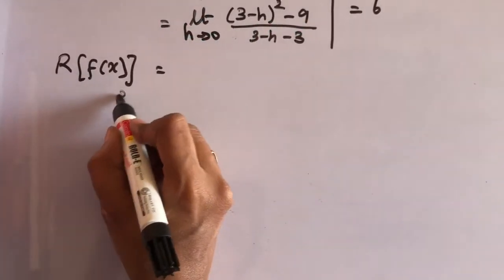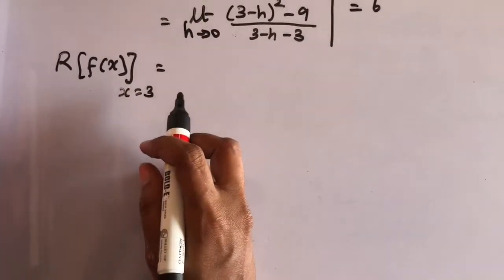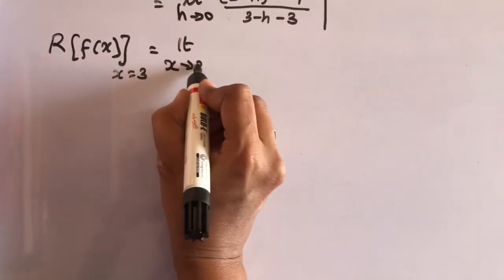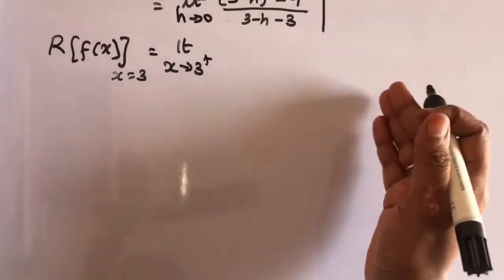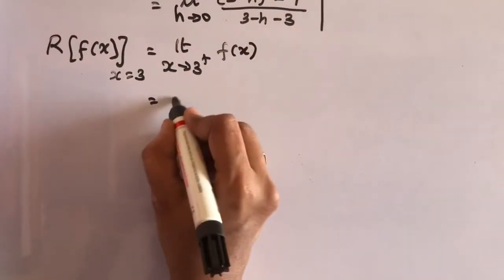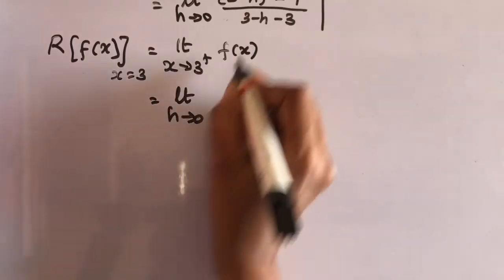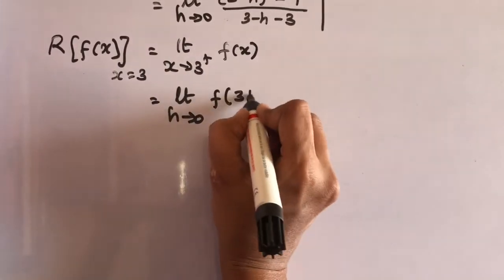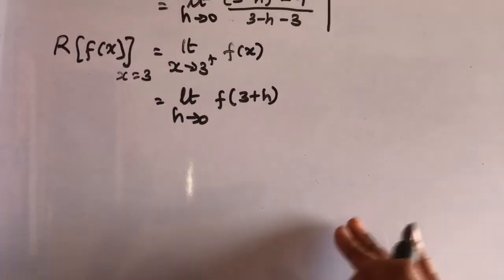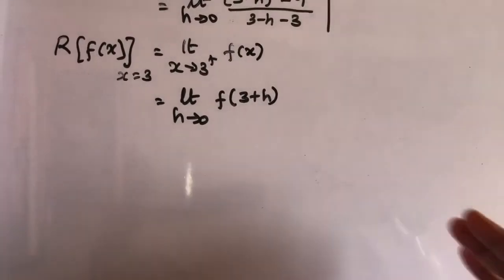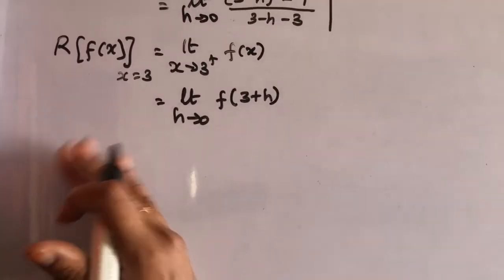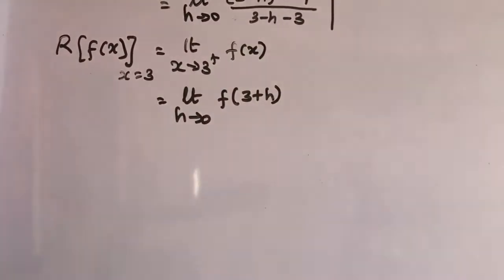R of f of x at x is equal to 3. Now, we have to find the right hand side limit. Okay. So, limit x tends to 3 plus, for the right hand side limit it is 3 plus. So, f of x, that is limit h tends to 0 f of 3 plus h, not minus h, it is 3 plus h, number line. When we are checking the number line, while going towards right the values will be increased, while going towards left the values will be decreased, isn't it? So, only for the left hand side limit it is minus, and for the right hand side limit it is plus.